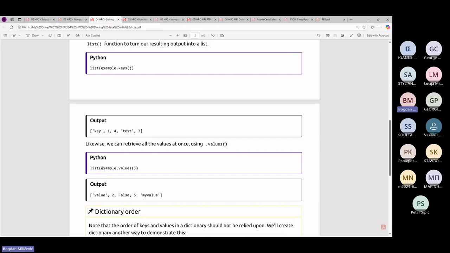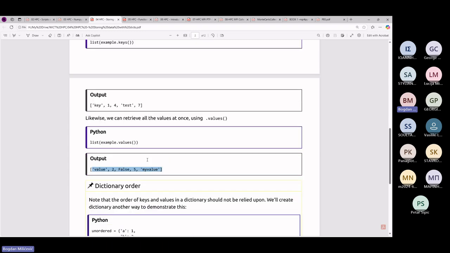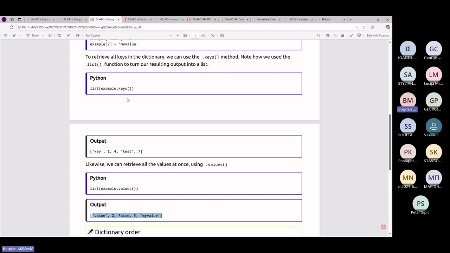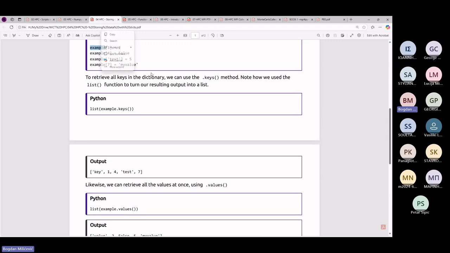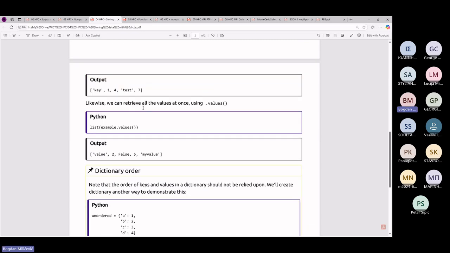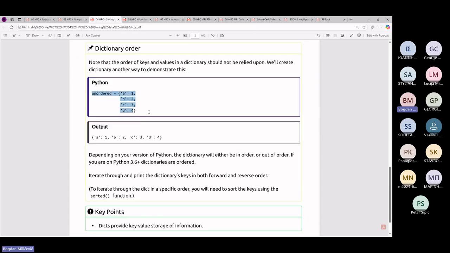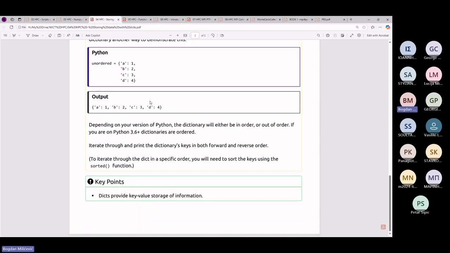And if you only are interested in values, you can get them like this: the dictionary dot values, and then Python will output all of the values that you stored. If you want a value under a specific key, you just say the name of your dictionary, and then in square brackets, you specify the name of the key, and it will output a value. Then you can create a dictionary like this. So these are the keys A, B, C, D, and these are the values 1, 2, 3, 4 behind those keys.